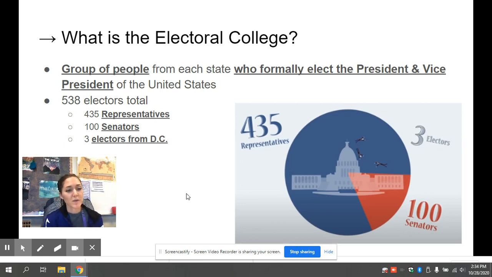Who are these mysterious people? Well, they're not as mysterious as you think. They're the representatives that you've chosen and the senators that you've chosen for your state, plus 3 electors from Washington, D.C., because they don't technically belong to a state. They're their own independent district, so they don't have the same representation. So for the Electoral College, they get 3 electors. Go ahead and put the video on pause if you need more time to write this down. Push play when you're ready.